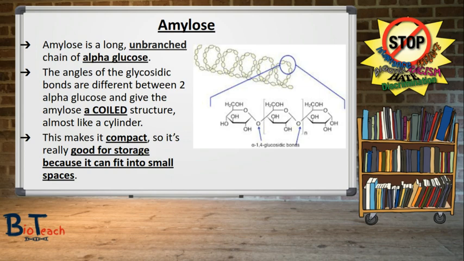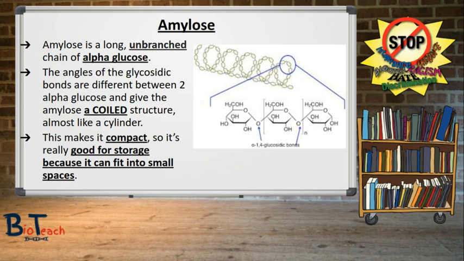So I think we need to talk a little bit about amylose and amylopectin. We'll start with amylose first. There are a few key points that we need to understand. Firstly, amylose makes up about 25 to 30% of the starch molecule. The rest is amylopectin. Amylose is a long, unbranched chain of alpha glucose molecules.